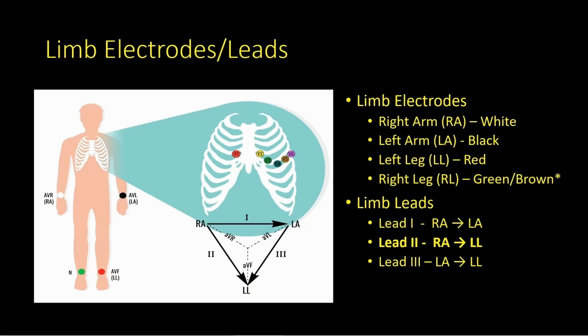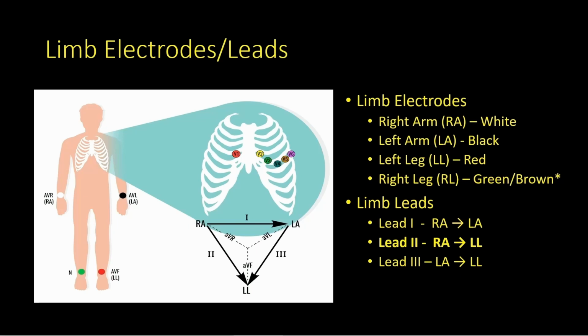We'll start looking at the limb electrodes first. Now, the limb electrodes are typically colored white, black, and red. Sometimes they'll have a fourth one, which is either green or brown. The white goes to the right arm. The black goes to the left arm. The red goes to the left leg. And the green or brown remaining one goes to the right leg. You'll often hear providers say, white's on the right and smoke is over fire.